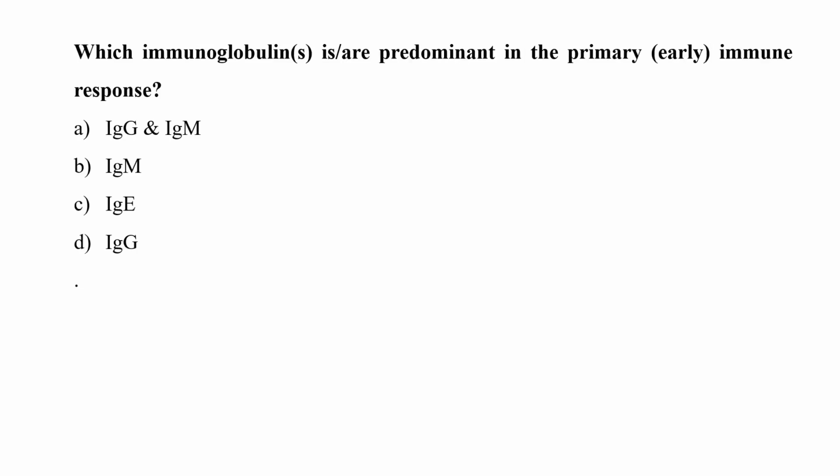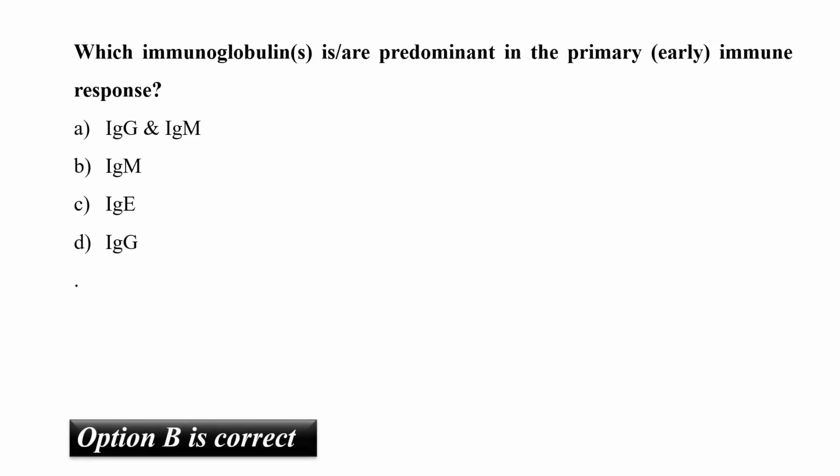Which immunoglobulin is predominant in the primary immune response? IgG and IgM, IgM, IgE, or IgG? IgM is the predominant antibody during a primary challenge to an antigen, and upon encounter with the antigen, it switches to either IgA, IgG, or even IgE depending on the type and the place at which the antigen was encountered. So option B is the correct answer.